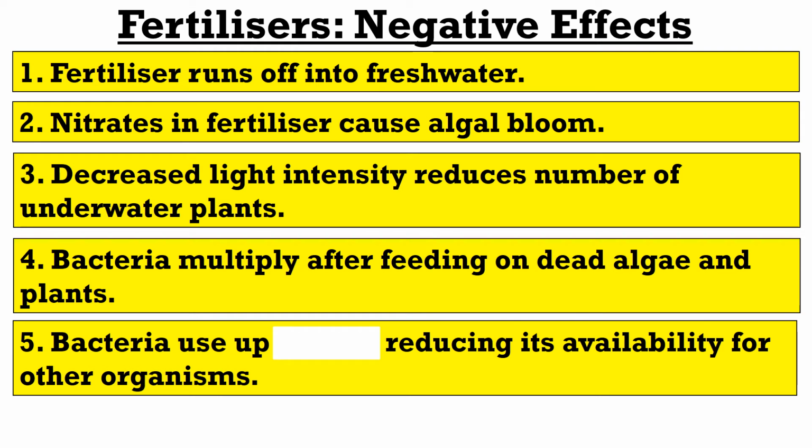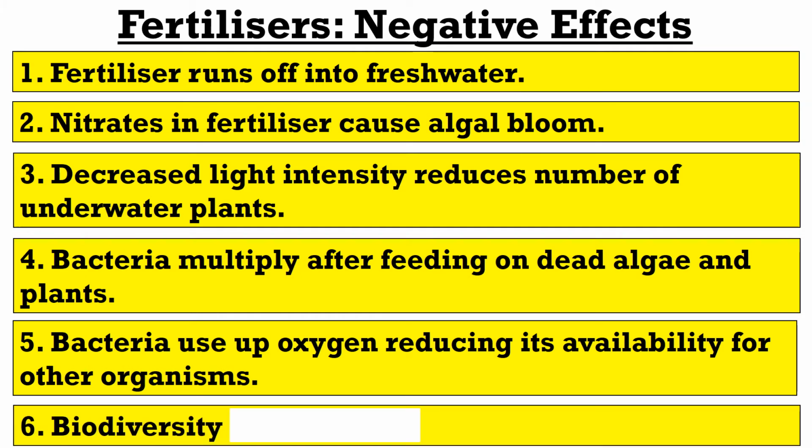As the bacteria are multiplying, they're using up oxygen. So the oxygen levels within the water are going to be reduced. As a result of that, there's going to be less available for other organisms, and this is going to mean that at least some of them are going to die off. So you're going to have a reduction in biodiversity. Okay, so this is our sequence of events if you have overuse of fertilizers, so the negative effect of fertilizers.